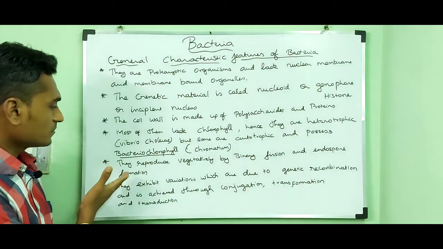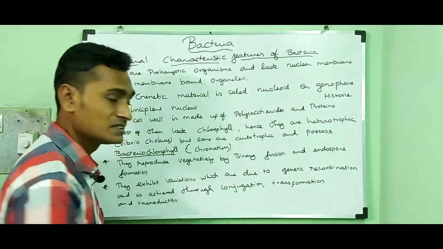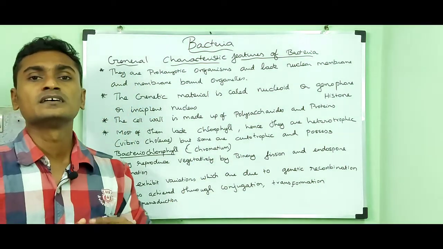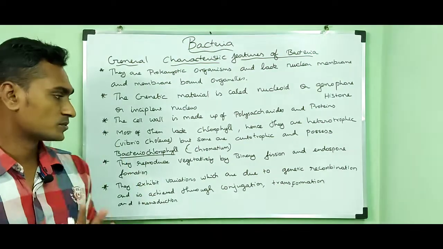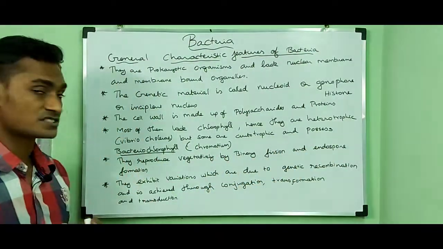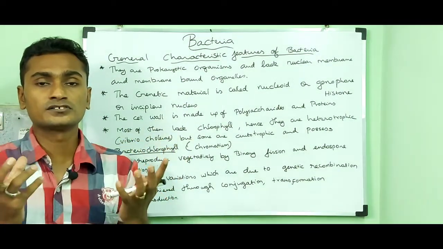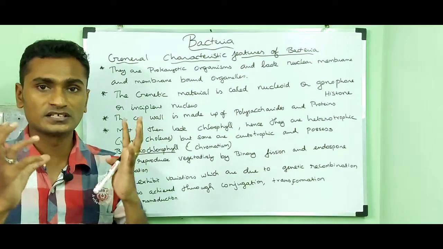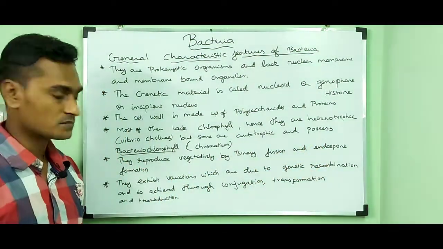Then they reproduce vegetatively by binary fission. A single cell gets constricted and divides into two cells. So that is called binary fission. And endospore formation. During unfavorable conditions, they can produce an endospore, that is cyst formation around the bacteria, and that condition is called endospore formation.